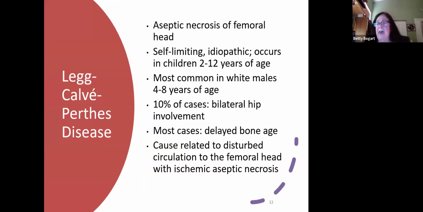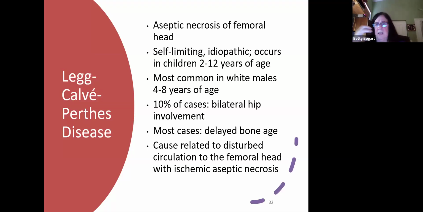Now, Legg-Calvé-Perthes disease. This is something I think I had when I was older, because all of the symptoms sound familiar to me. It was a pain in the hip where you started to limp. And it is something they call an aseptic necrosis of the femoral head. So, aseptic, no infection, necrosis, no blood supply. So now your femoral head is dying.